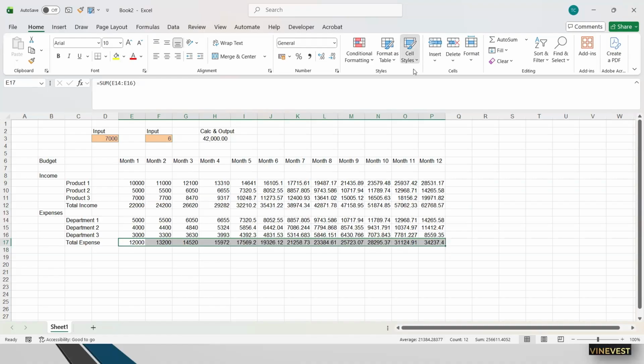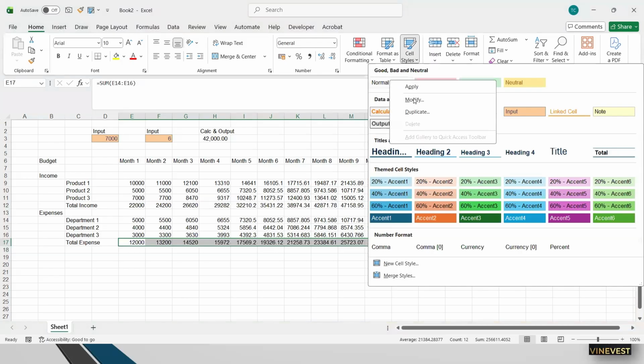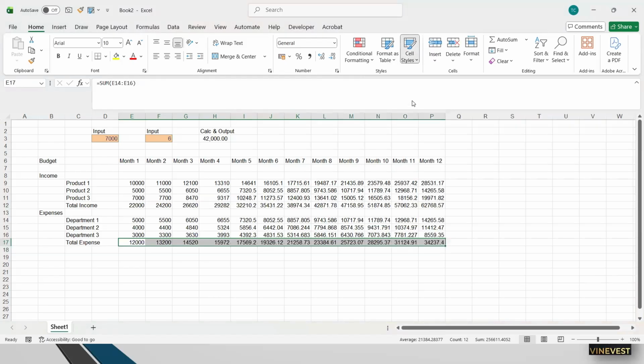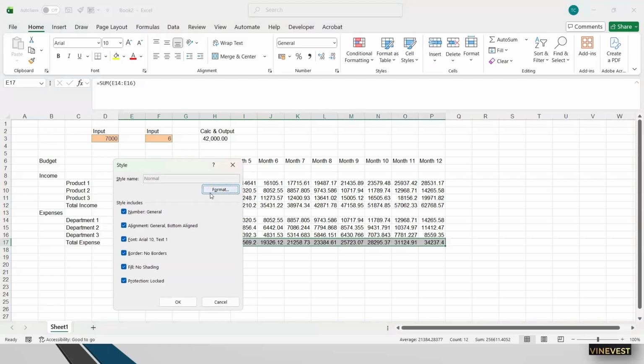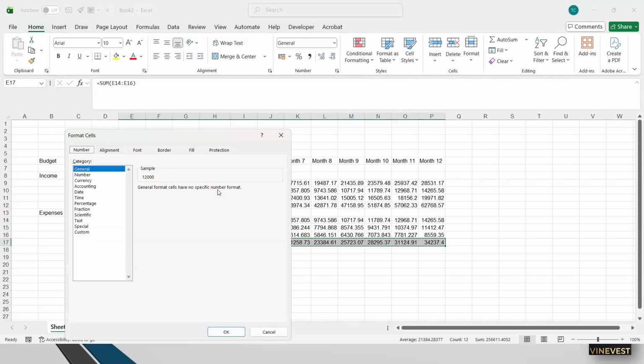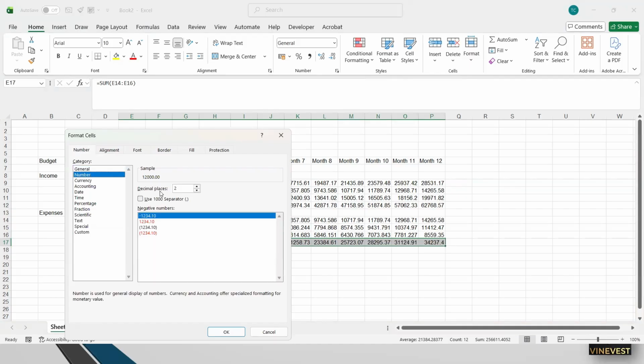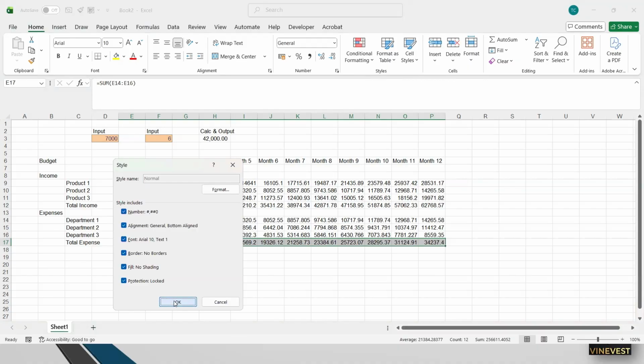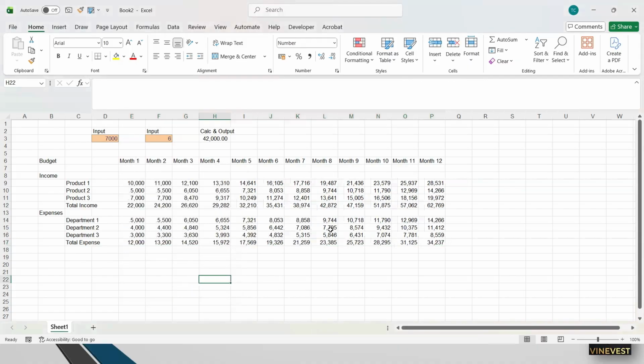Okay, so I'm going to just come here, this normal style here. I'm going to teach us this later, don't worry. I want to format the numbering here. So this is my numbers, I want it to have a thousand separator. Oh, okay, I don't want decimal places actually. So I'm going to say, okay. You can see my numbers have changed.